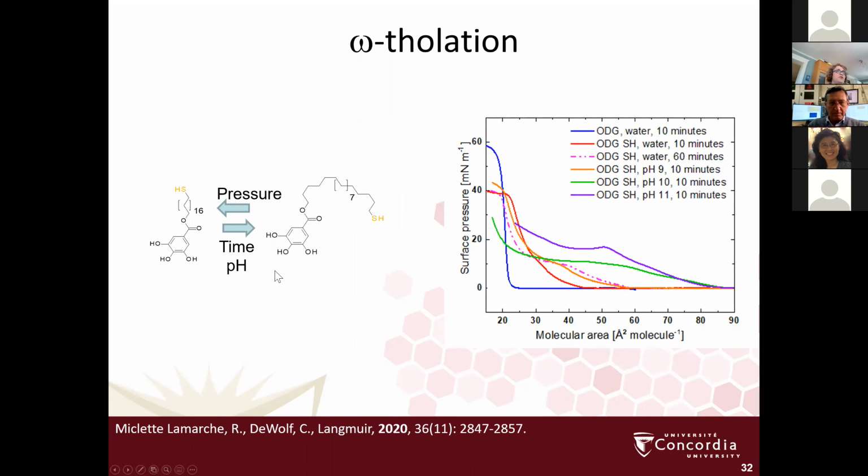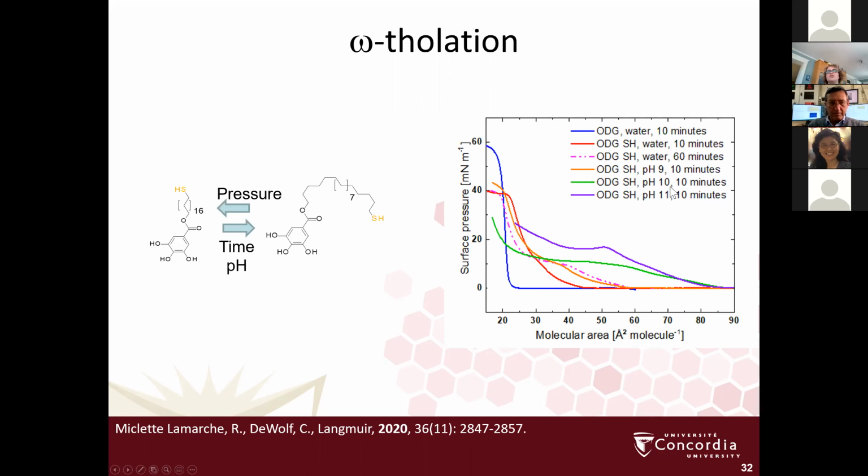We play now a bit with pH, again, trying to force these head groups apart, trying to charge this. The first thing that you will see is that changing this to pH 9 basically is the same as equilibrating it for 60 minutes. So we can add pH to this, so we can increase, or control, the kinetics of this interconversion using pH, time, and then be able to force it back using pressure.